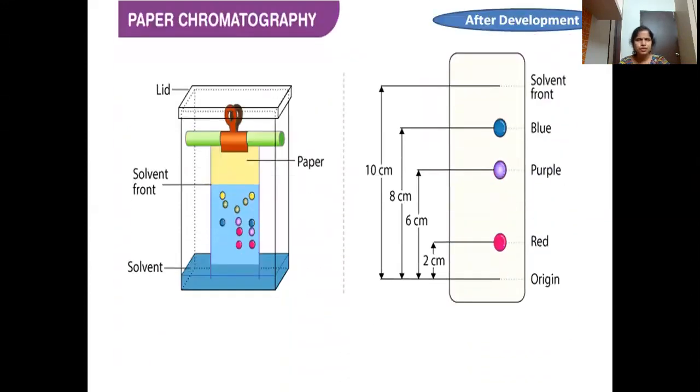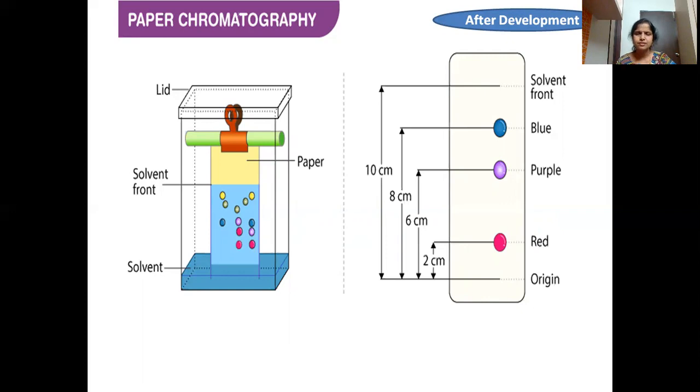Then, this is the diagram for paper chromatography, where generally we use the upward method only, that is the ascending chromatography technique. So this is the solvent. You can see the paper hanging from the clip, and this is the solvent. The blue colored one in this diagram is nothing but the solvent, which has moved upward till here, and these are the components which are present in the paper. Now, after development, if you remove the paper, there are three colors that are visible: red, purple, and blue.